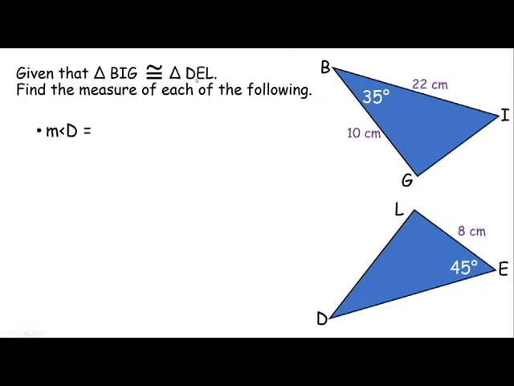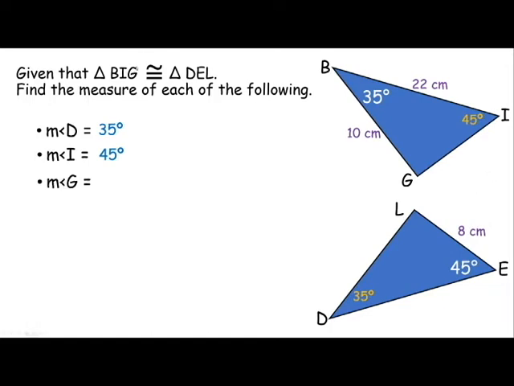Angle D matches to angle B. Angle B is 35, so angle D must be 35 as well. How about angle I? Angle I matches to angle E. Angle E is 45, therefore angle I is also 45. Not too bad. Do you remember how we find angle G?